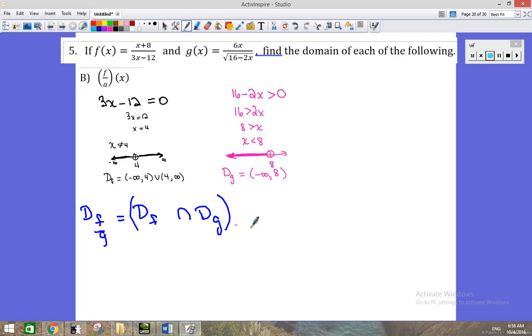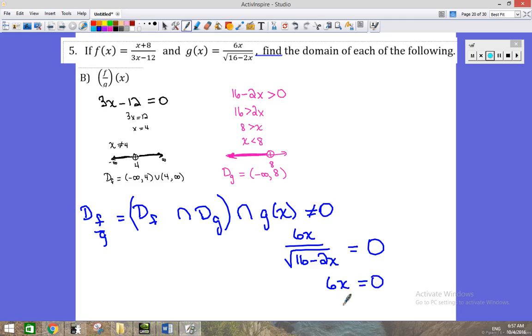This part we already have, but we also have to make sure that G of X is not 0. So we temporarily let it be 0 to solve the equation. If a fraction reduces to 0, it's not because of the denominator, it's because of the numerator. So if x were allowed to equal 0, then g of x would equal 0. That's in a denominator. We don't want that to happen. So we have to throw 0 out of our set.